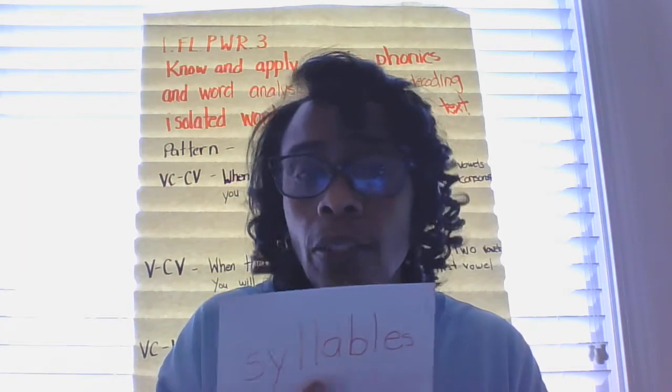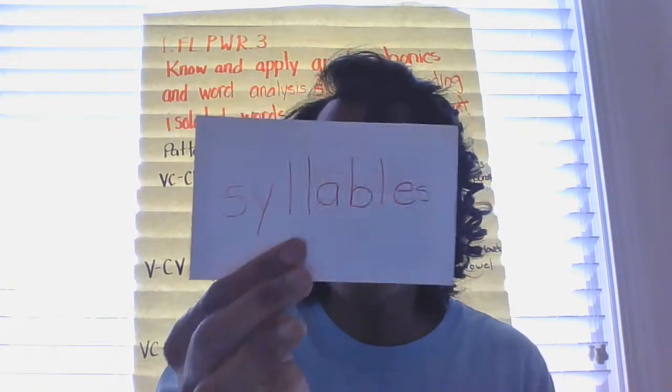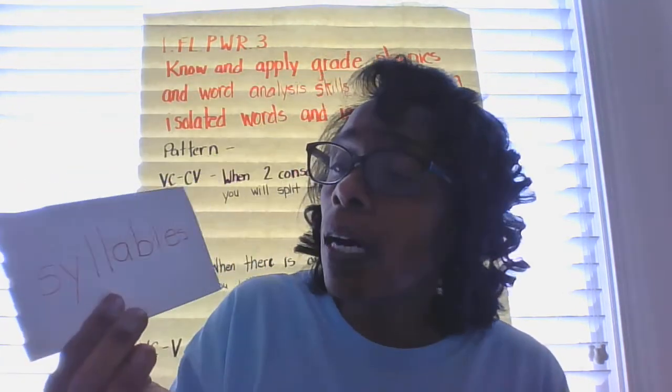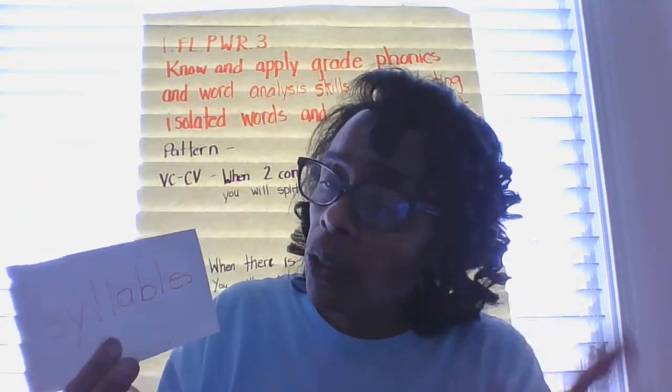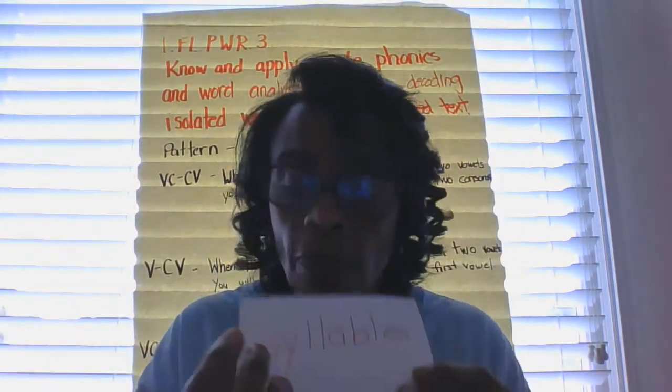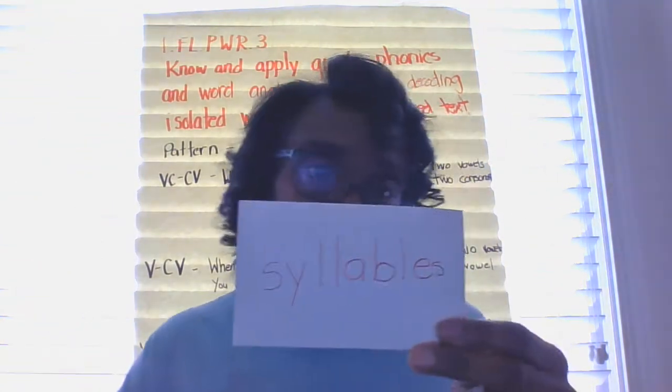Syllable. With an S on the end, it's more than one. Syllables, okay? These are the syllables. That makes 1, 2, 3 different sounds. The vowels are in different spots in the word, though.